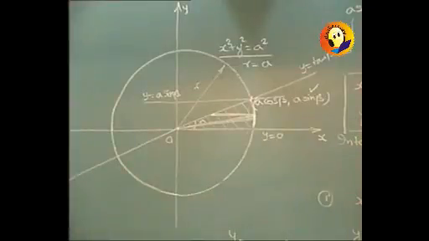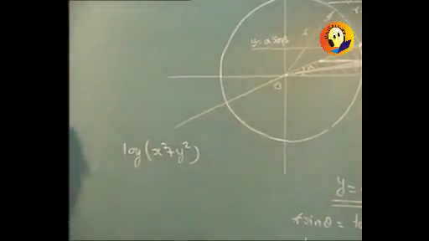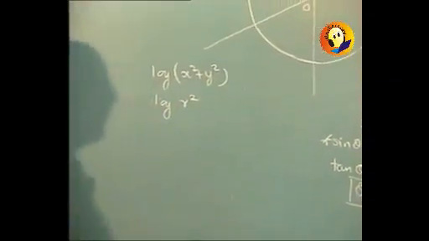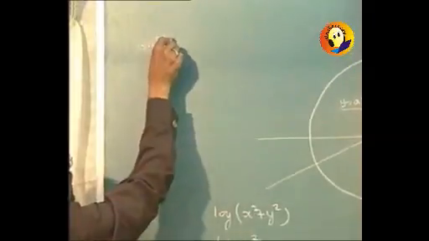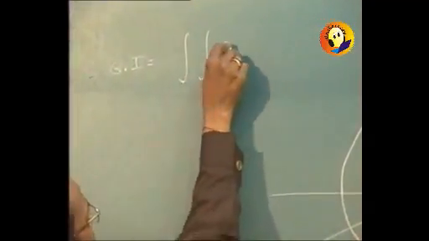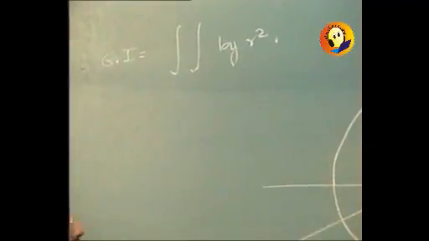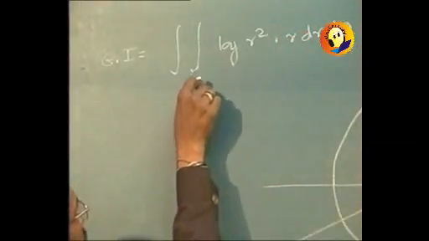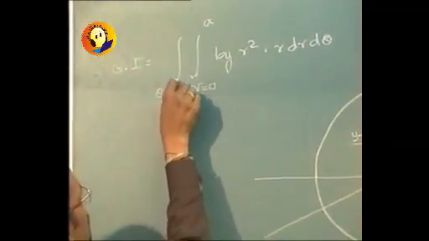Once we substitute in the given function, that is log of x square plus y square, when you substitute x equal to r cos theta and y equal to r sin theta, this will be simply the function log of r square. And now the given integral can be written as double integral log of r square, that is substitution in the function, and dx dy will be written as r dr d theta, such that on strip r varies from 0 to a and theta varies from 0 to beta.